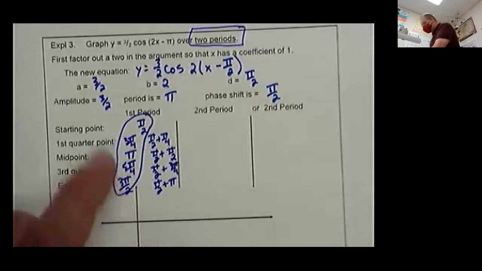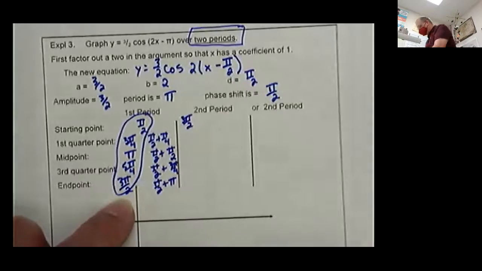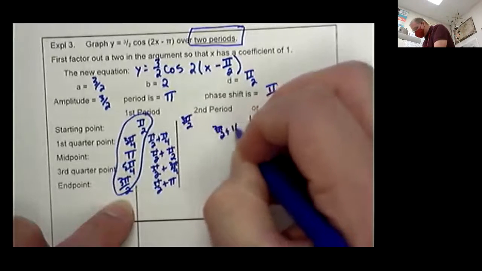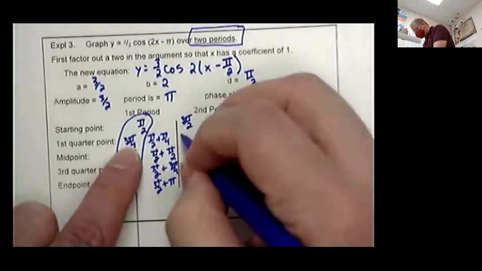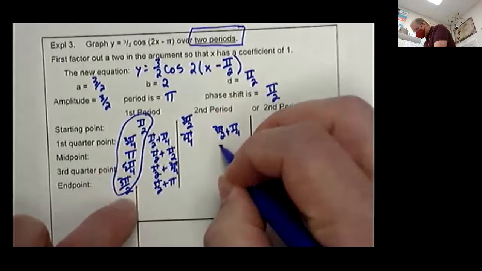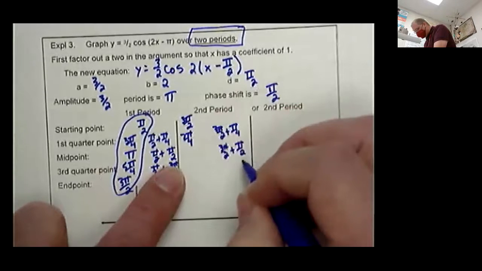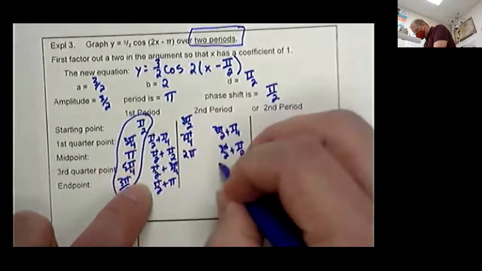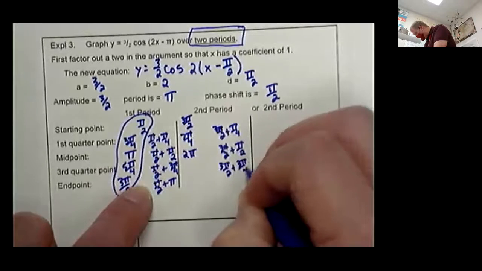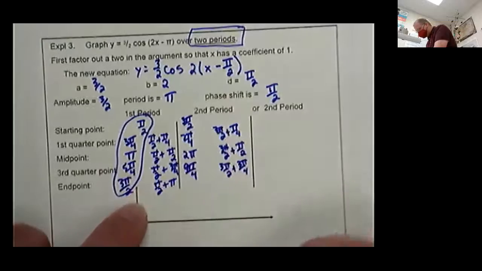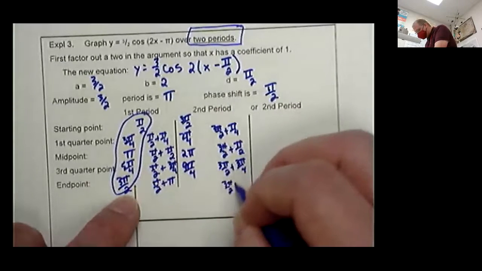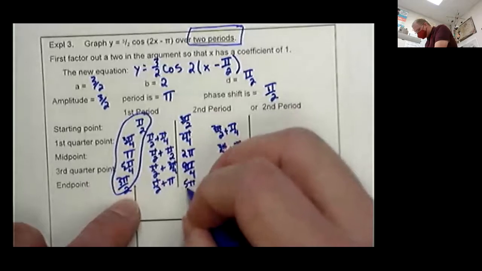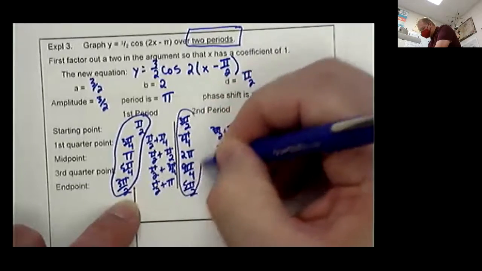To get our second period, we're going to remember that the end point that we're ending on is going to be our starting point for our second period. So that's also 3 pi halves. And then we can just repeat the process. So this is 3 pi halves plus pi fourths, and that's going to be 7 pi fourths. 3 pi halves plus half the period, pi halves, and that's going to be 2 pi. 3 pi halves plus 3 pi fourths, and that's going to be 9 pi fourths when we do the addition of the fractions, and 3 pi halves plus pi, and that's going to be 5 pi halves. So there's our second period numbers.